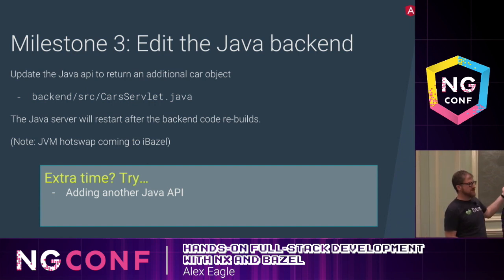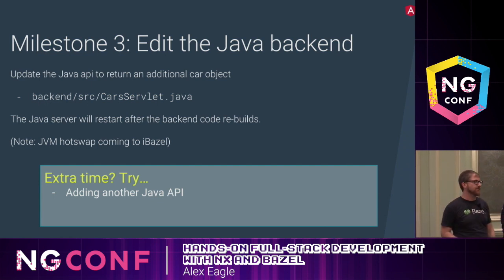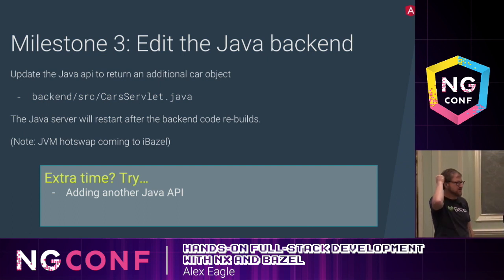Since that's not available, what happens is this Java server, after the recompilation, just restarts itself. And then I think we'd have some retry logic in the API layer so that it picks back up again when the server is live. Yeah.